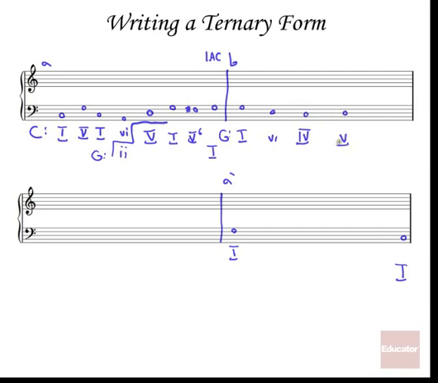And then 5. And now maybe we can have a little deceptive progression. So instead of 5 to 1, I'll go 5 to 6. And then 4th scale degree, but this time I'll harmonize it with 2, 6, 5. And then 5, 7, and 1.